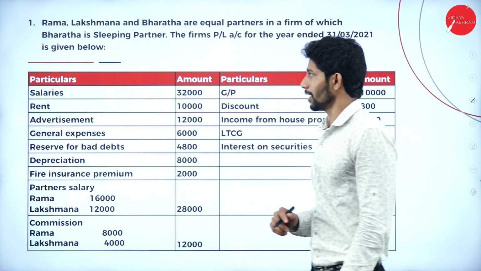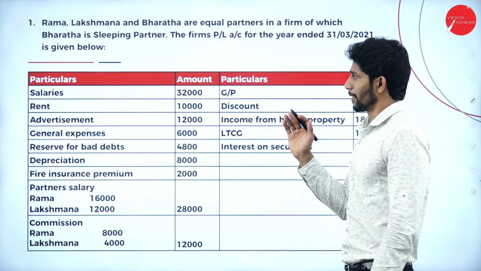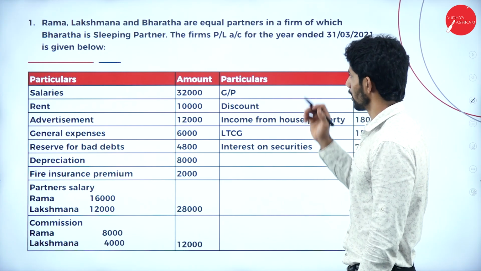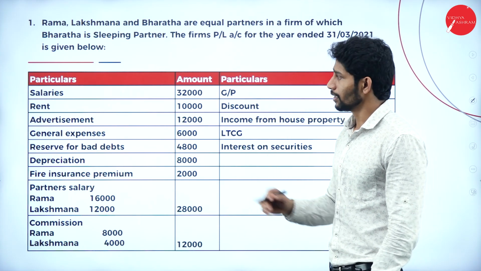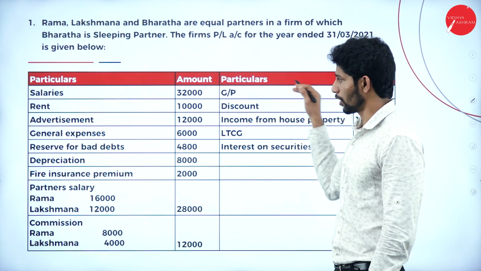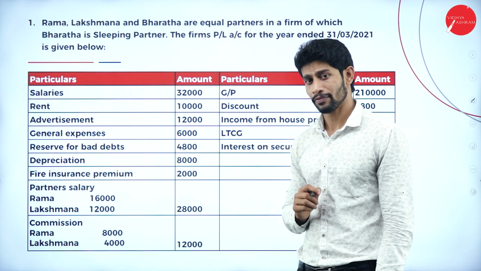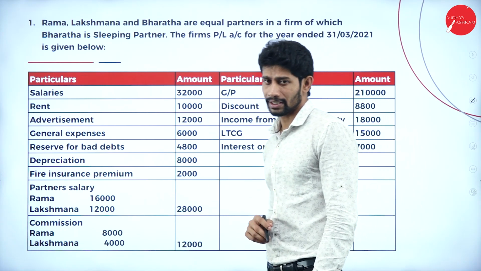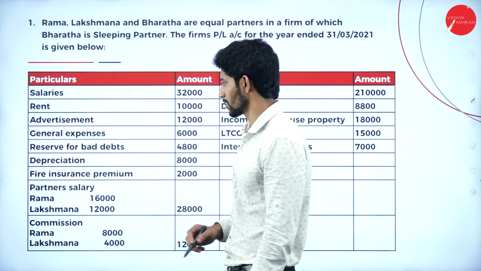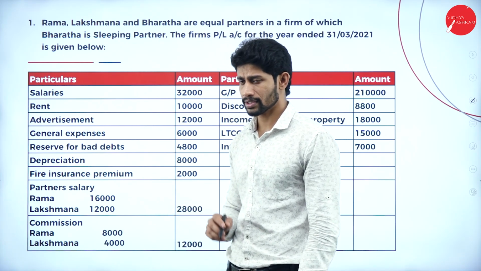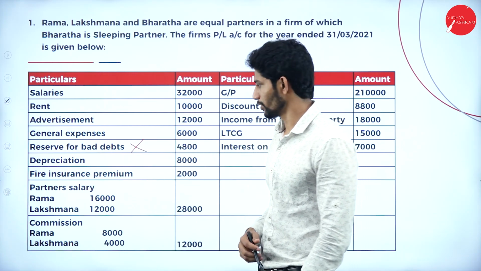Rama, Lakshmana and Bharata are equal partners in a firm of which Bharata is a sleeping partner. The firm's profit and loss account for the year ended 31st March 2021 is given below. By using this profit and loss account, we are supposed to compute the business income, that is the partnership firm income. Salary relating to business, rent relating to business, advertisement relating to business, general expenses relating to business, reserve for bad debts not relating to business, add back to net profit.